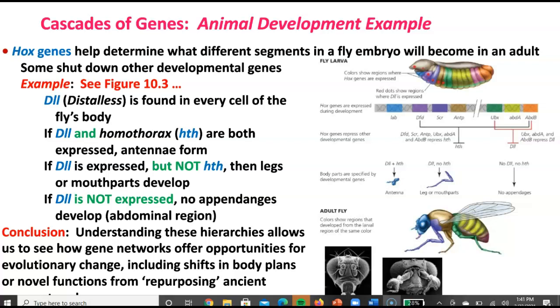And this is what we see on the abdomen region of insects. The abdomen has no appendages coming off of it, whether it's a fly, a grasshopper, a cockroach, whatever. And so these combinations of gene expression and the cascades of expressions that occur in different regions of the embryo, different cells of the embryo, are what determine the development of these major body parts.